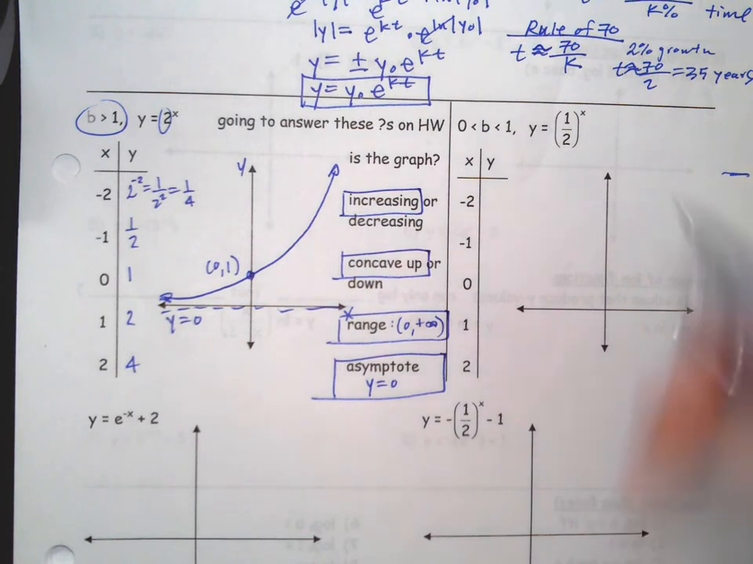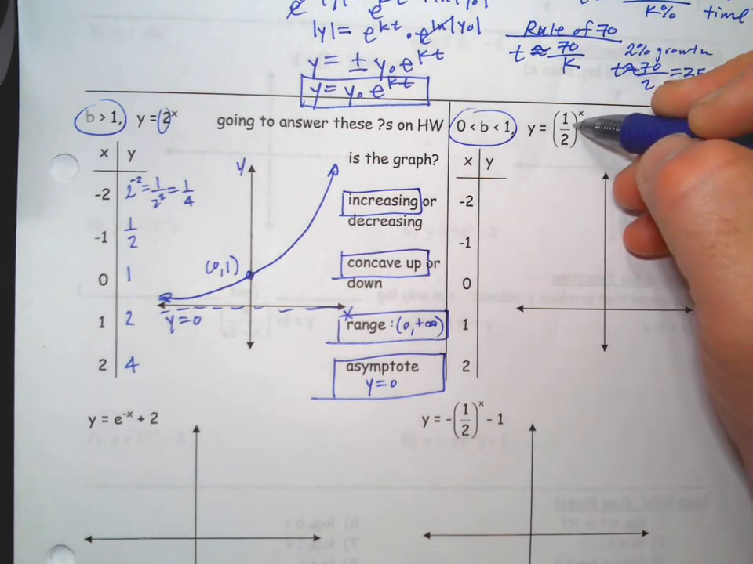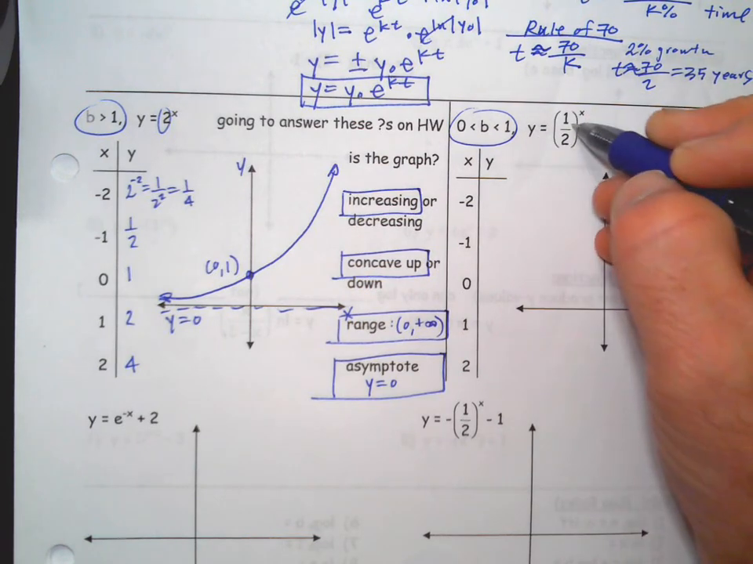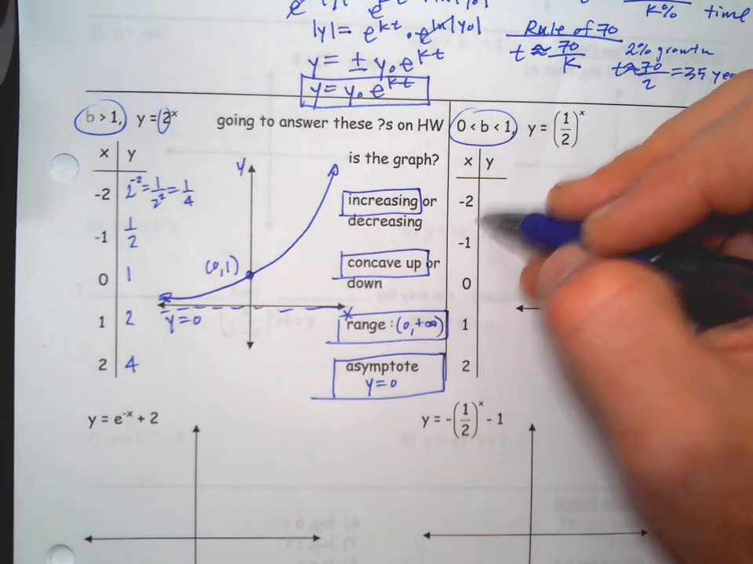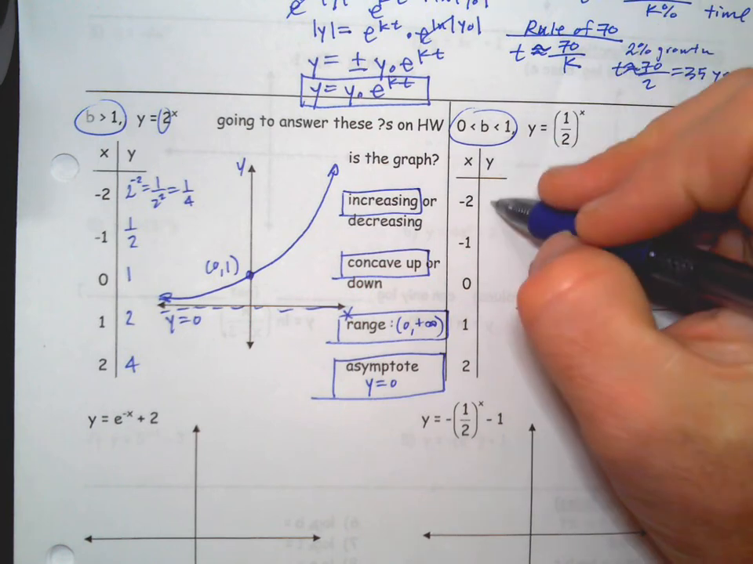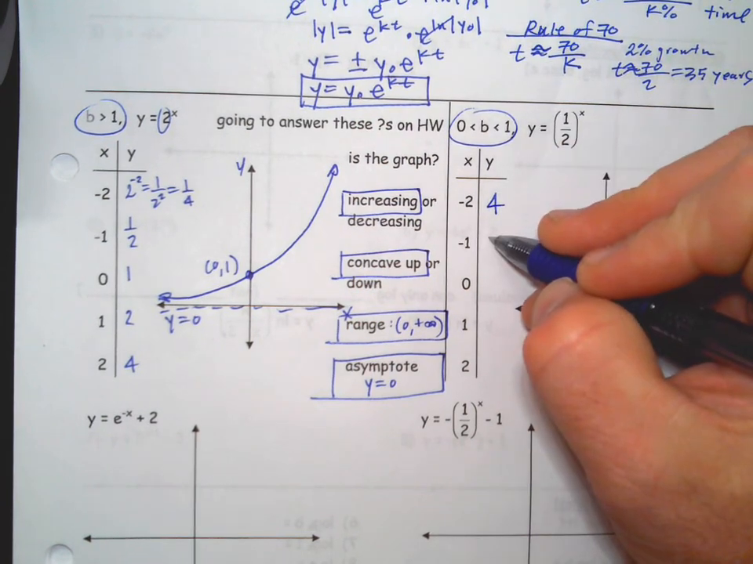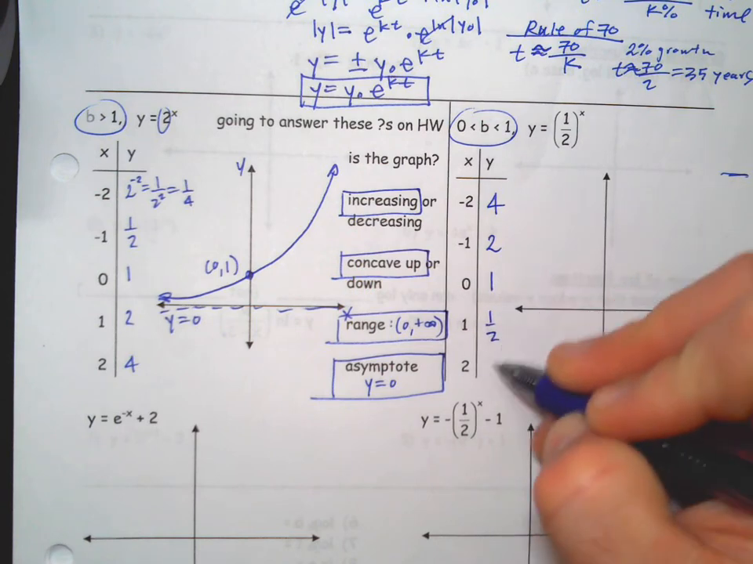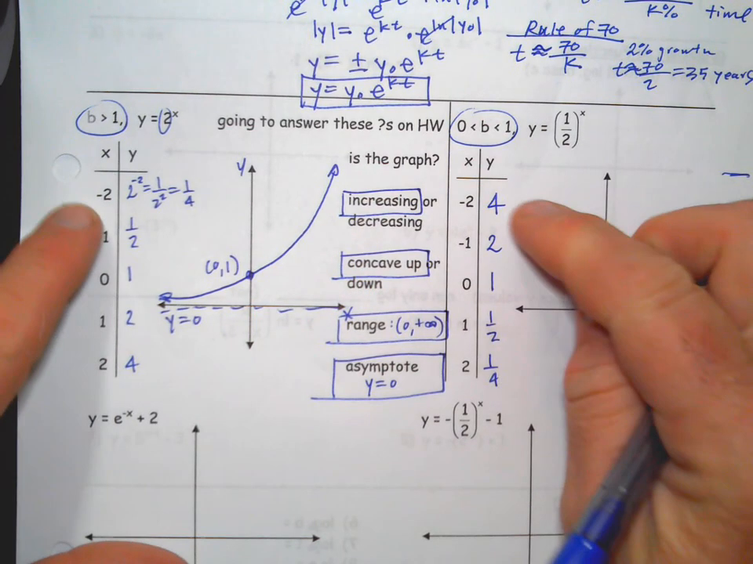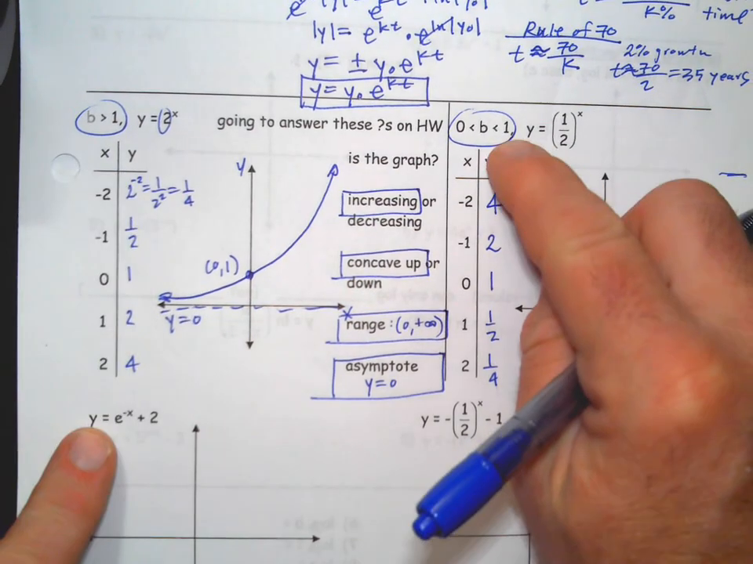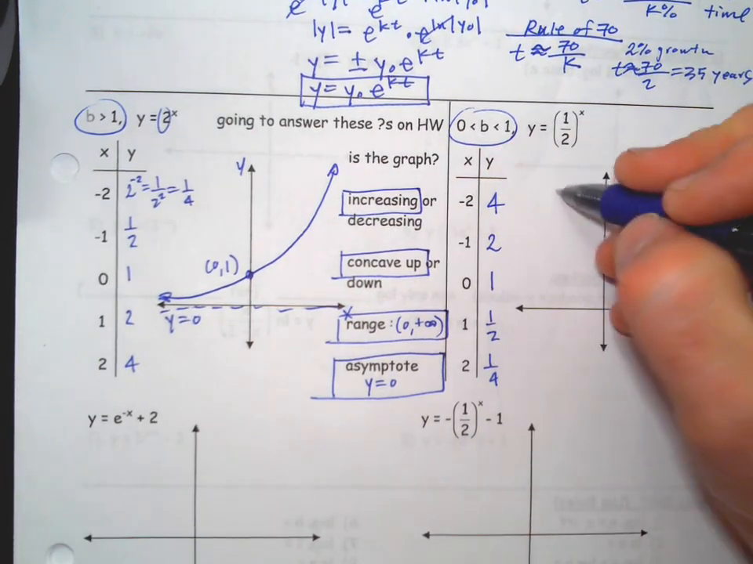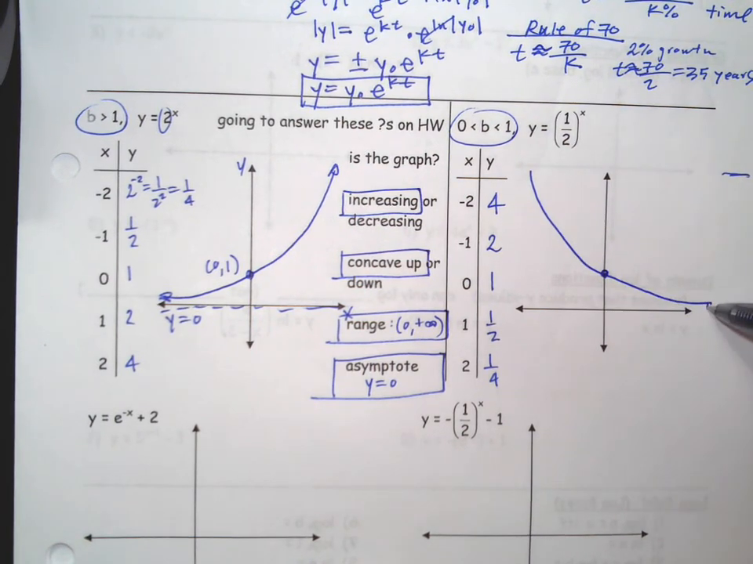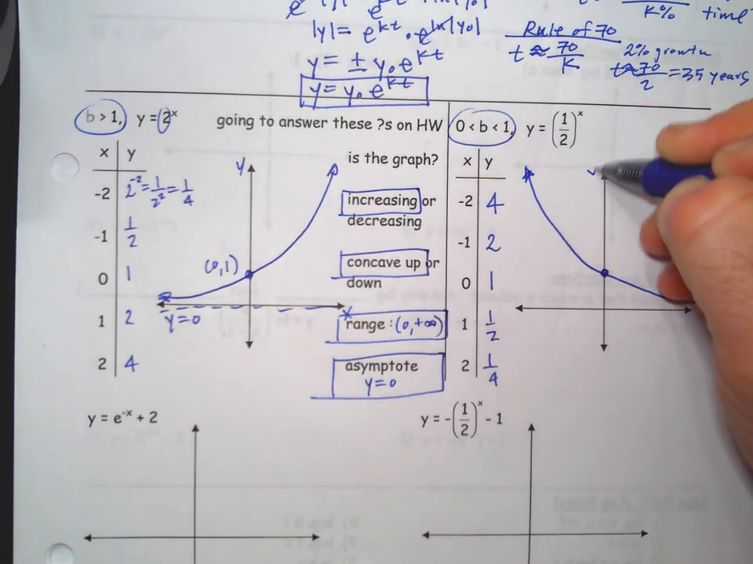Now, how does it change if you have a base between 0 and 1, for instance, like 1/2? Well, we could plug these in. 1/2 to the negative 2 would flip it and be 2 squared, which is 4. 1/2 to the negative 1 is going to flip it. It's going to be 2. 1/2 to the 0 is 1. 1/2 to the 1 is 1/2. 1/2 to the 2 is 1/4. You notice we're getting all the same values, but they're going backwards. And so the graph has the same shape. It has the same values, but it goes downward. So this is like a decay function.